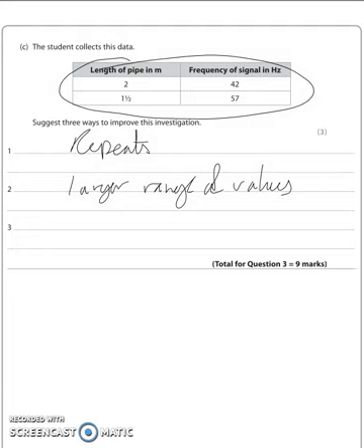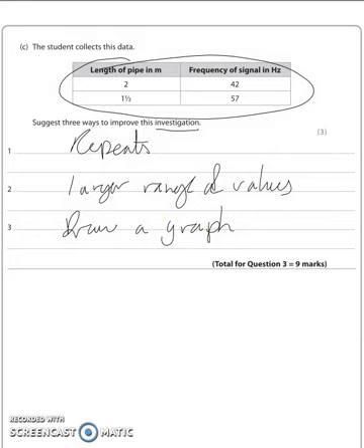But those just deal with the data, but we're looking to improve the investigation. If it said improve the data, then we're done. But improve the investigation, so what else do we need to do? Well, we could draw a graph. And that would show us the relationship.